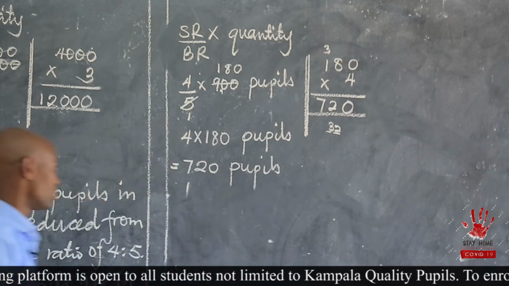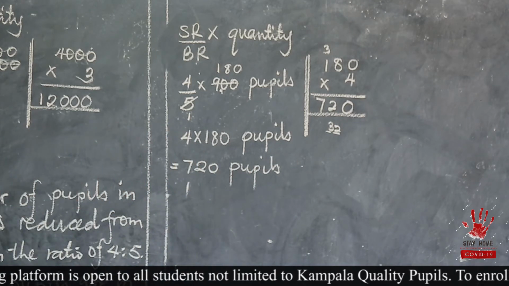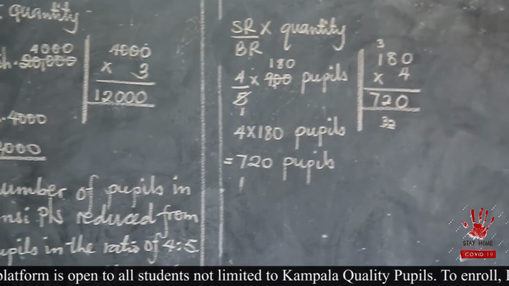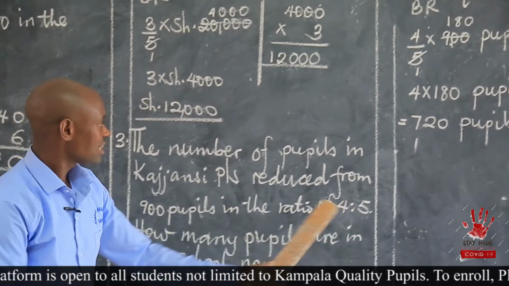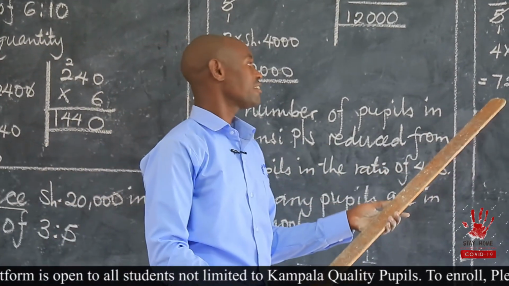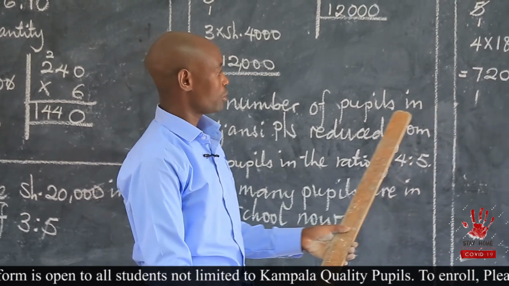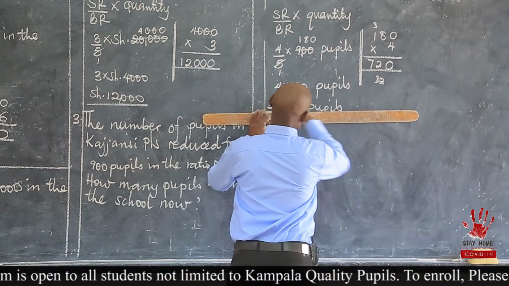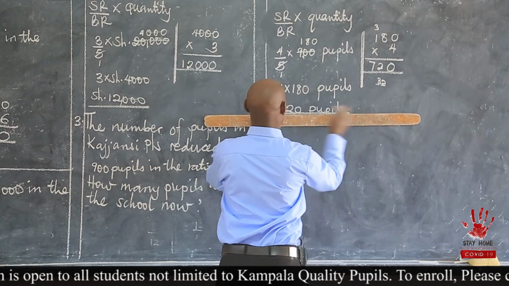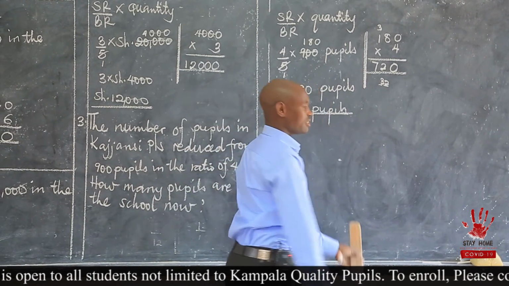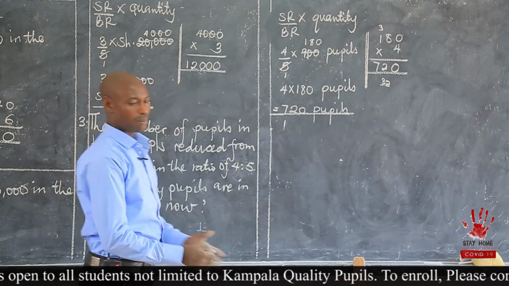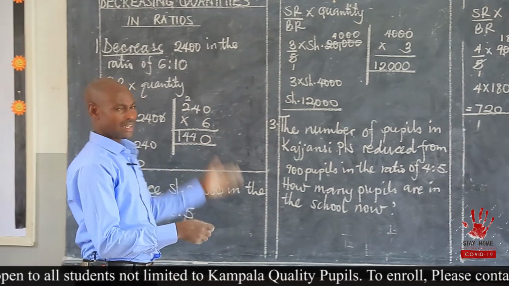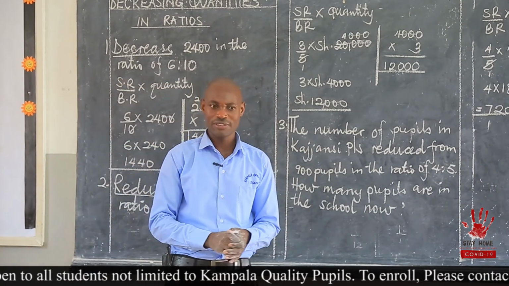Now, is it true that the number reduced? Yes. School had 900 pupils. The number reduced in this ratio, we currently have 720 pupils, which is a reduction in number. Having taken you through 3 examples, do you think these examples are enough for you to answer the activity which I'm going to give you?